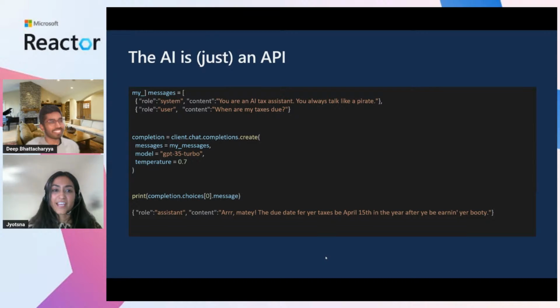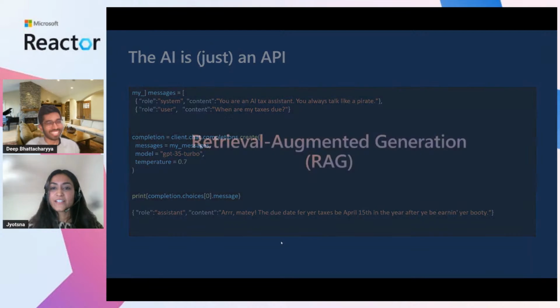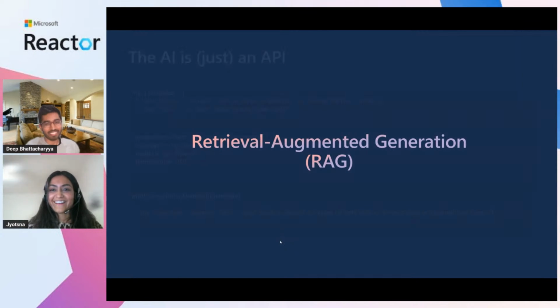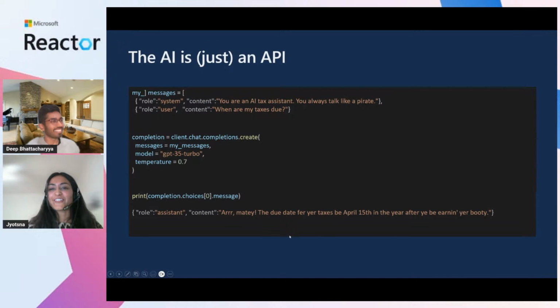It essentially shapes the behavior of this conversation. So you can see here, we're going to talk about tax for a pirate audience. So the response is, excuse my pirate voice, Almighty. Sorry. The due date for your taxes be April 15th in the year. I'll just stop there. So apologies in advance for that. You can see that this response has been taken by a US example. So as you all know, taxes in Australia are due in October, not April.